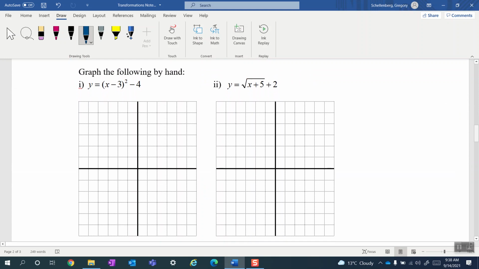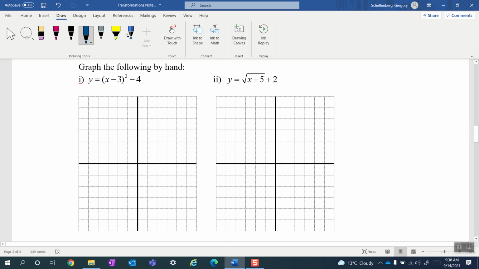Okay, so we're going to graph the following by hand. Now again, we could create a table of values, but that's going to be time consuming. What I want to do is recognize what is the base underlying function. So the first one is our basic parabola y equals x squared. So here's our basic parabola.